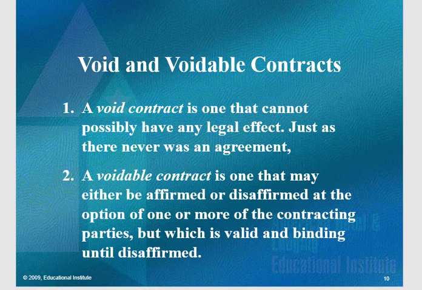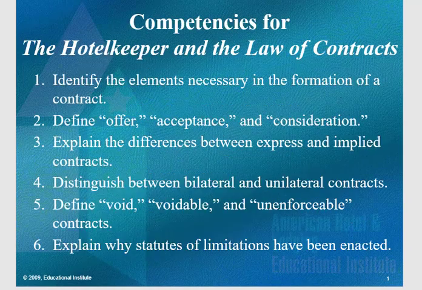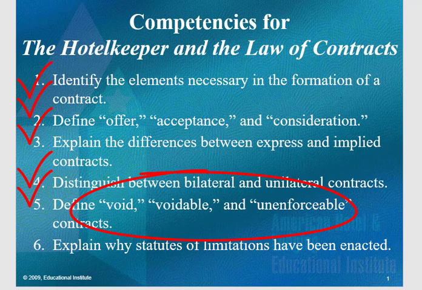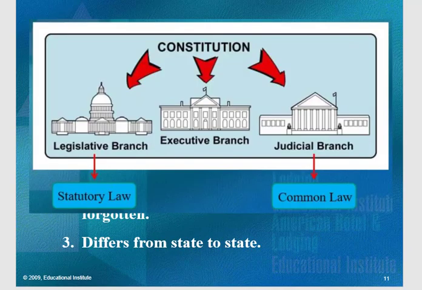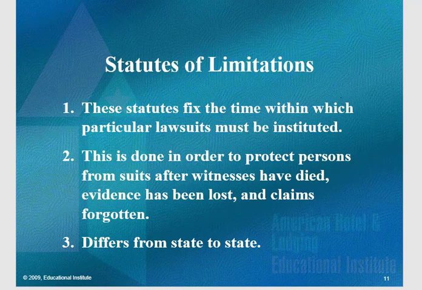So if we go back and we look at our competencies here, we now know the definition of void, voidable, and unenforceable. And that leaves us with competency number 6, statutes of limitations. So defining statutes, remember from our discussion in chapter 1, where we said legislatures, the lawmaking body in each state or federally, make laws. Those laws are called statutes. So a statute of limitation is something that fixes the time in which particular lawsuits must be initiated. It limits the amount of time one person has to bring a lawsuit against another person.